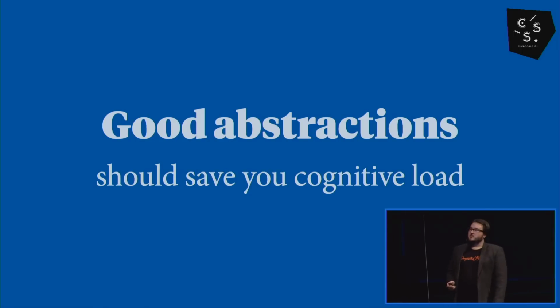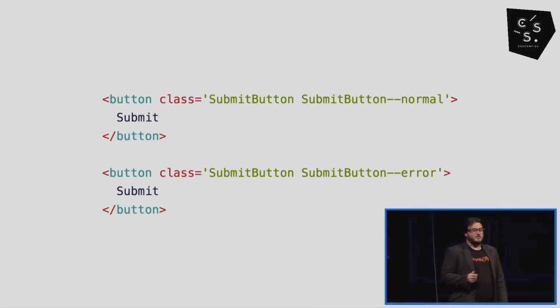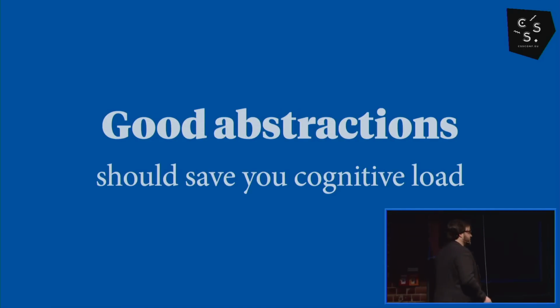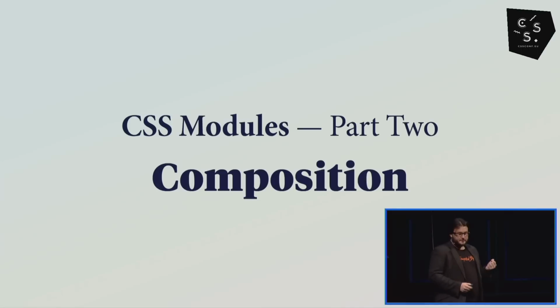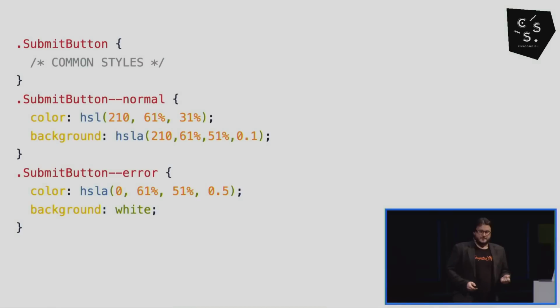But I have a problem with it, which is that when you're looking at your markup, you have to think about how many different classes this thing is being built from. You don't have any separation from your markup and the styling. They are intrinsically connected. And I think this is the other principle of CSS modules design, is that good abstractions are there to save you cognitive load. When you're thinking about one thing, you shouldn't be exposed to the details of another. And this brings me to part 2 of CSS modules, which is called composition.